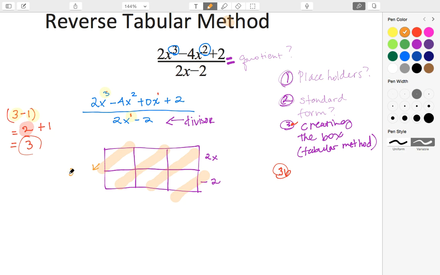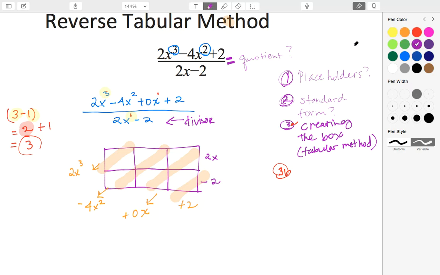So we know this is going to be 2x to the third. This diagonal needs to add up to negative 4x squared, this diagonal needs to add up to a positive 0x, and then here, positive 2. That's one way you can also check as well. So those of you that want to always accurately find it, you take the difference of the two leading exponents and then add 1 every time. That's one way you could do it.